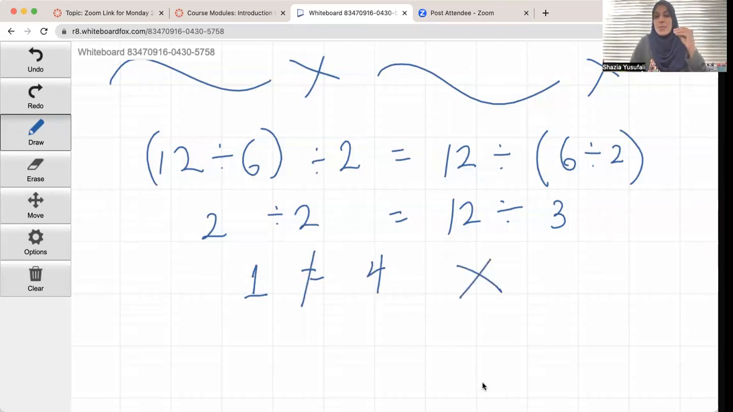So associative property talks about where your bracket is, and the placement of the bracket, does it matter or does it not matter? If it does not matter, there is an associative property. If it does matter, there is no associative property.